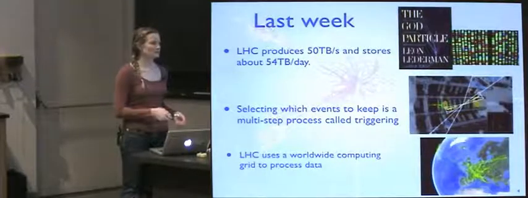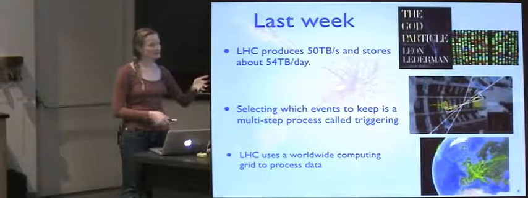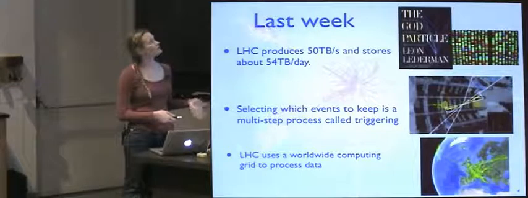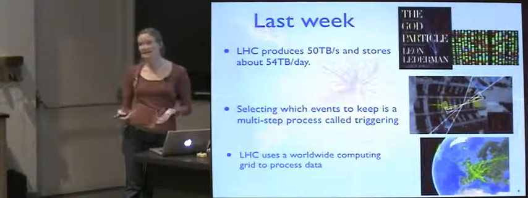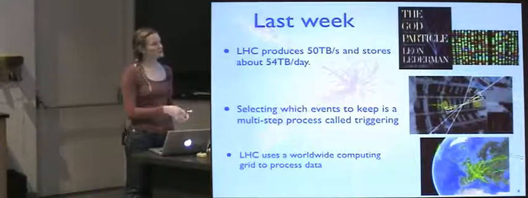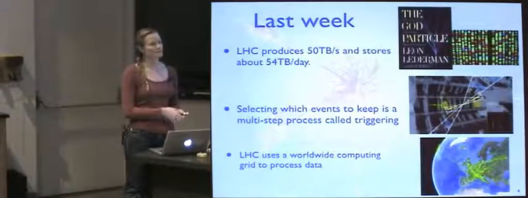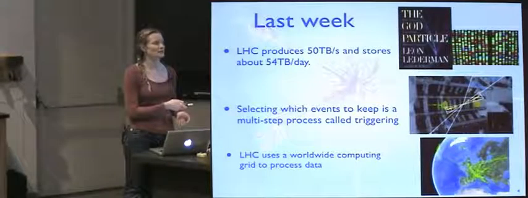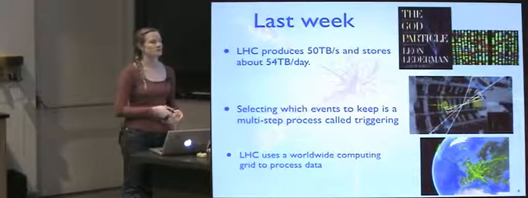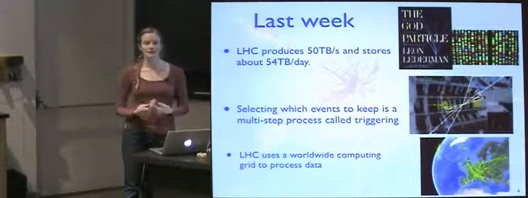And lastly, we learned that in order to process all this data, even this 54 terabytes per day, this cannot be done at any one site. So instead, we use a worldwide computing grid to be able to do this. This little image was from Google Earth, and it showed us the data transfers between different sites all over the world that are processing LHC data.